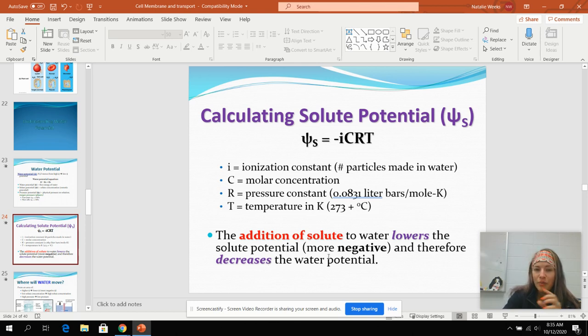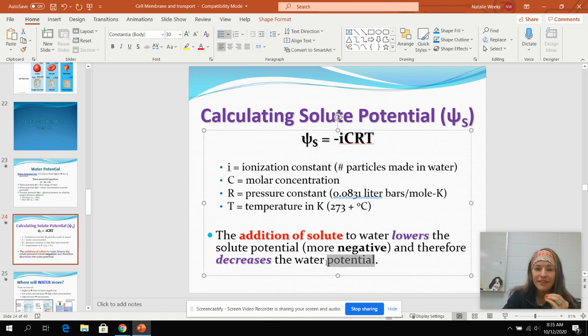Okay, so if we add solute to water, it's going to lower the solute potential, so it makes it more negative. So more negative is more salty. I like to think of it that way. If you have a really negative person, we call them salty sometimes. So really negative solute potential is really salty, and therefore it decreases the water potential.